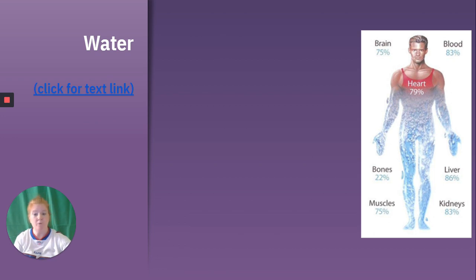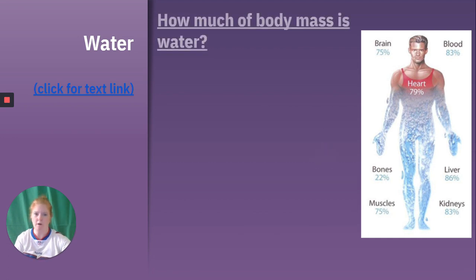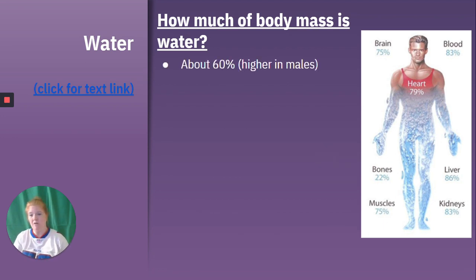Water. So let's talk about water. Remember those four elements, carbon, hydrogen, oxygen, nitrogen? The hydrogen and the oxygen, a big piece of it comes from water. So how much of your body mass is water? It's about 60%. We're going to focus on that number, although realistically it's that 60% in males, and in females it's about 50%. So it's higher in males.